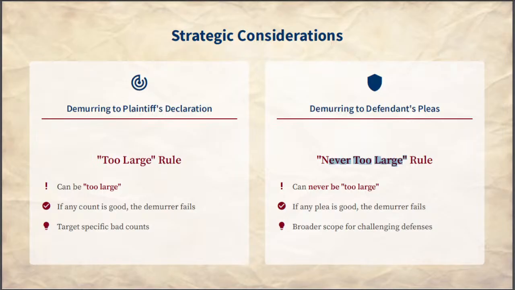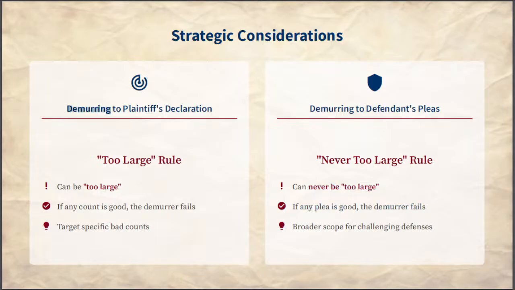You have to just attack every little bit of it, because if you leave any of it good, then your demurrer fails. So if you are the plaintiff and there's a plea from the defendant against your cause of action, you can demur in a general sense here, but if you do so and it's too large, if you're the plaintiff and you're demurring to defendant's pleas, then it can never be too large, because if any one of them are good, it slips through.